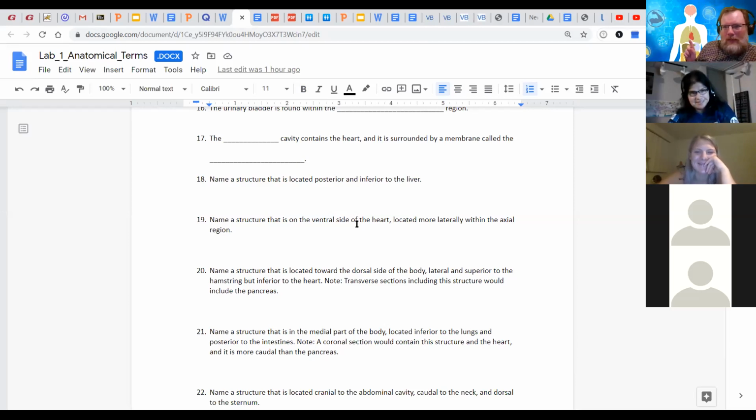Okay, left side. So this is his left side. You see the heart's a little bit left of center. So it's saying in front of the heart and a little more laterally. So what you don't see, I'm going to put my finger right there. That's actually going to be a chunk of the lung that kind of sits over top of the heart.